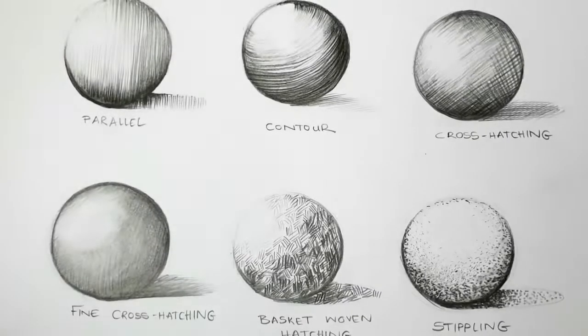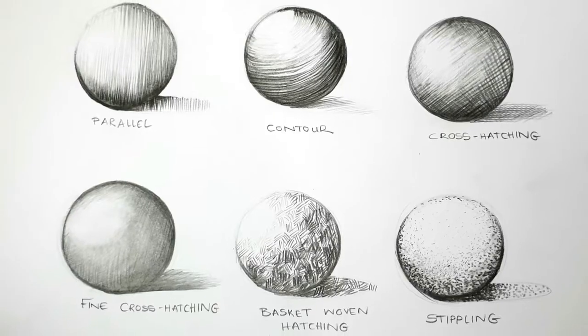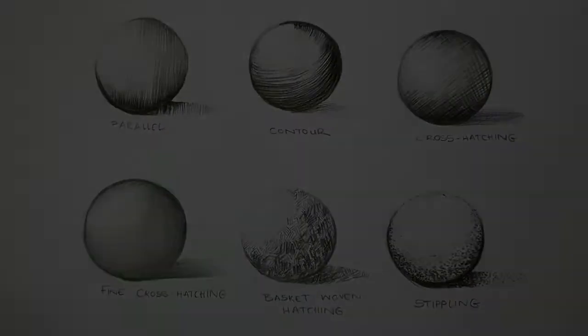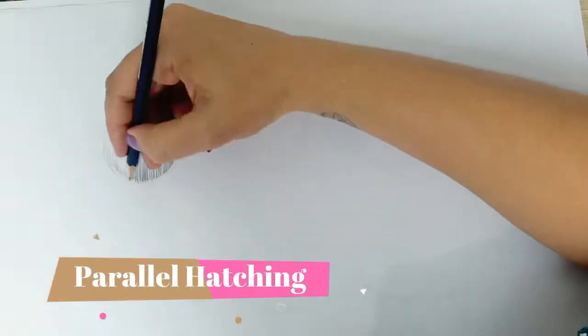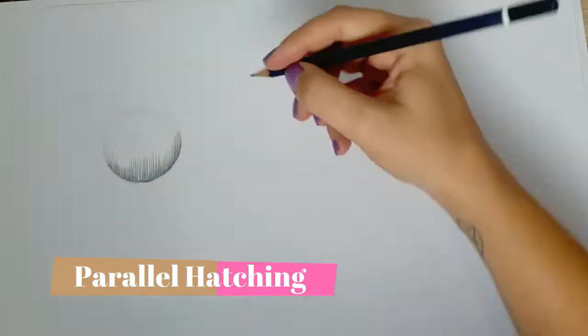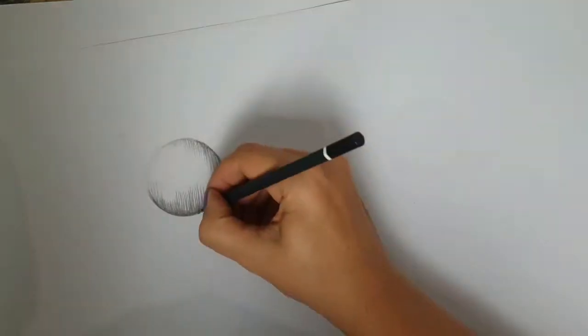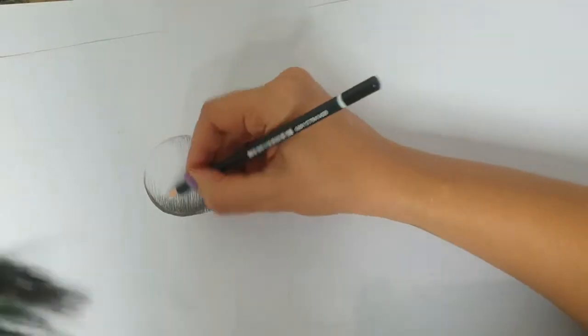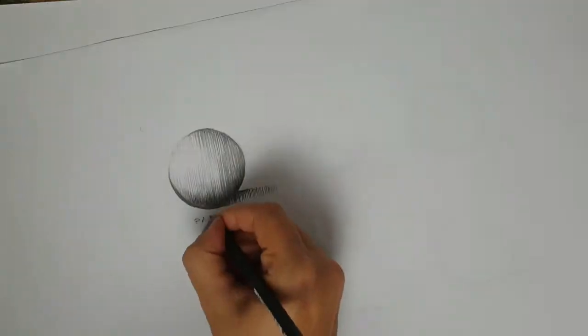The go-to way to depict value and shading is hatching. So there are various different kinds of hatching. You guys get parallel hatching, which is lines that are just running parallel to each other. The darker you want it, the closer you have the lines together. The lighter you want it, the further away you have the lines from each other.